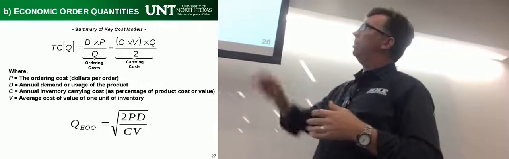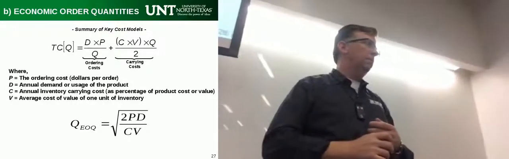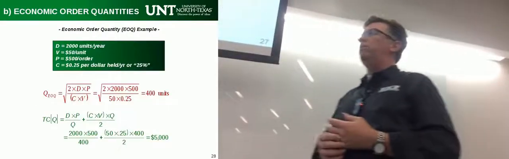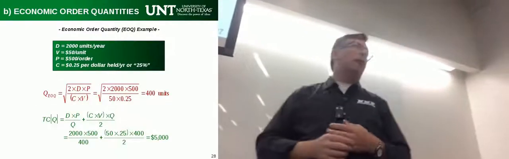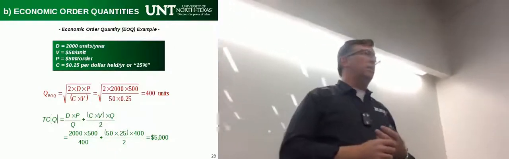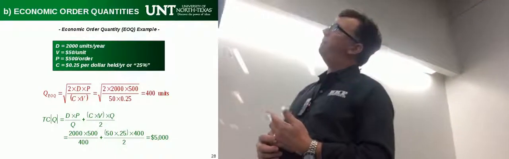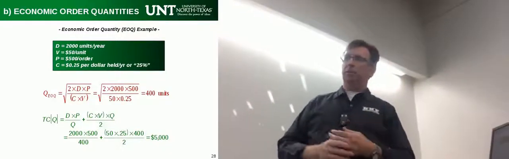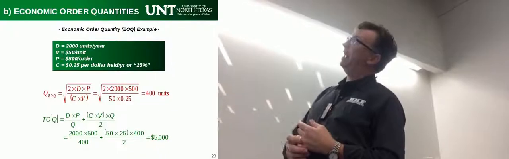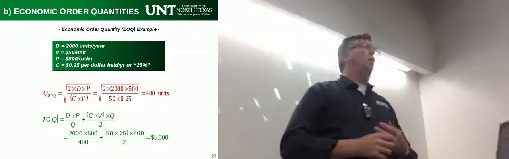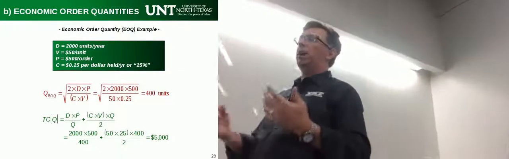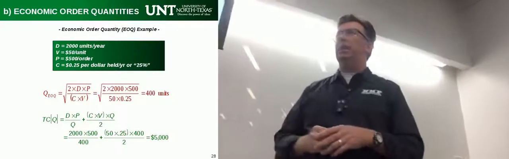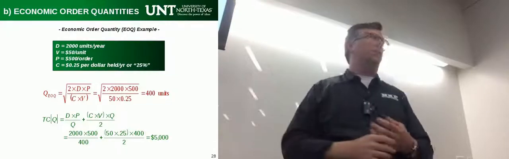Right? It's just the square root of those variables. Okay? So how about an example? I tell you that there's a demand of 2,000 units a year. The average value of the inventory that's sitting on the shelf is $50 a unit. It costs me $500 an order for whatever reason. And we have a fairly low cost of carrying costs. We're not paying a lot of taxes, not paying a lot of insurance on this big pile of sand that we have outside. And so our carrying costs are only 25% a year.